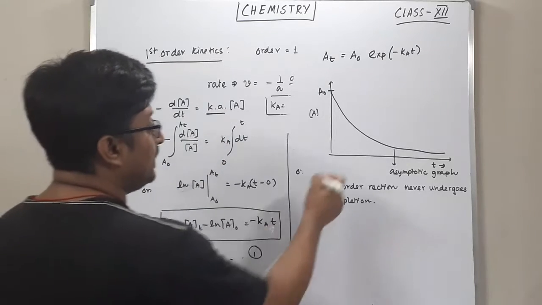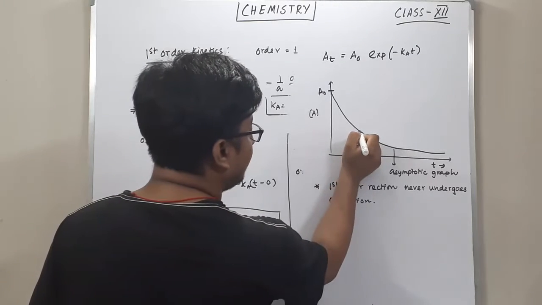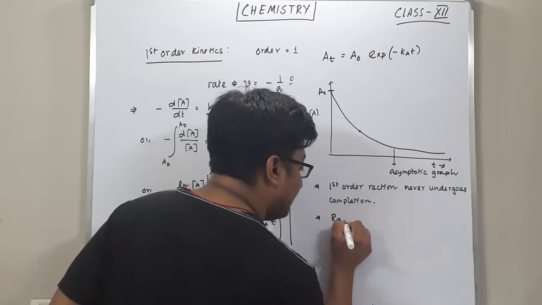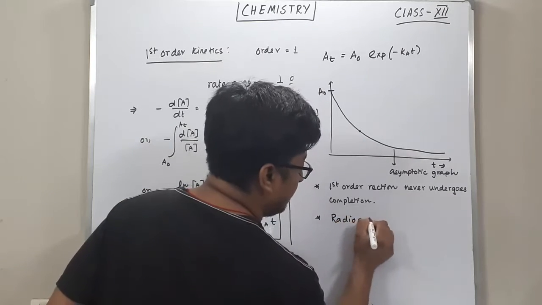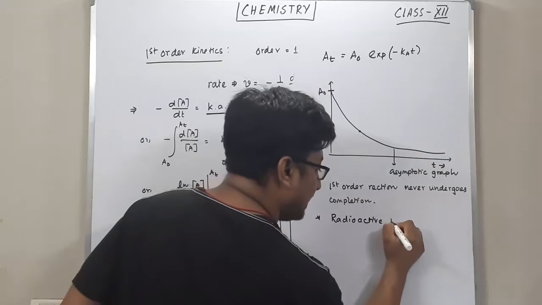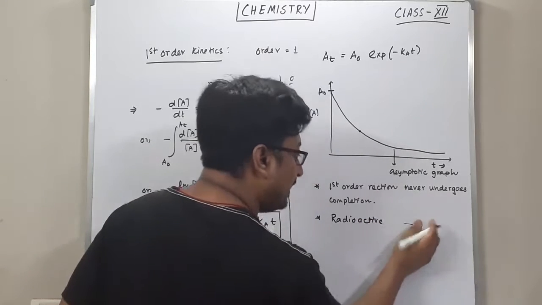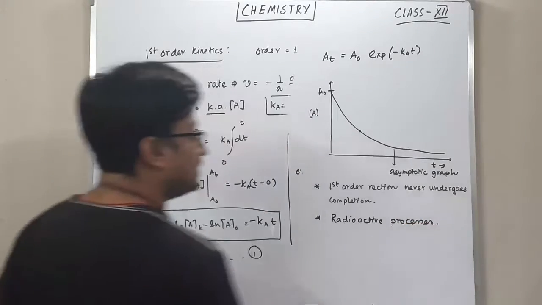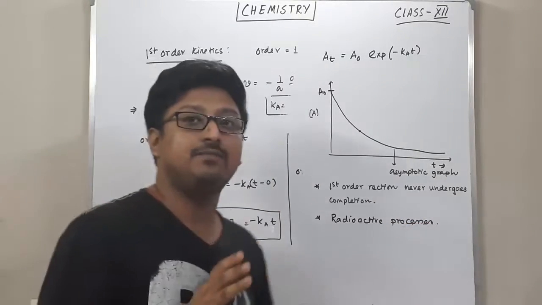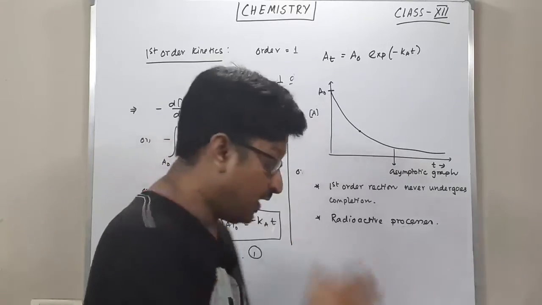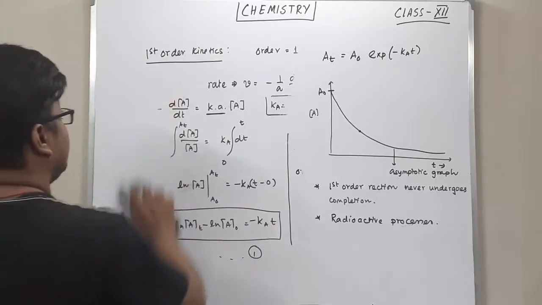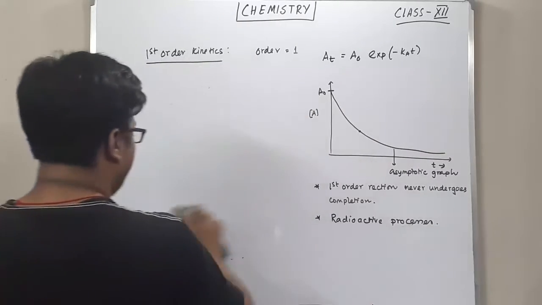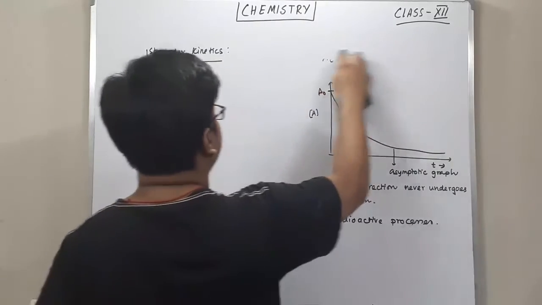Another thing we can calculate from here: what is an example? An example is radioactive reactions, or radioactive processes, which are a very good example of a first order reaction. But this is not the working formula we can use, right? So what will we use?